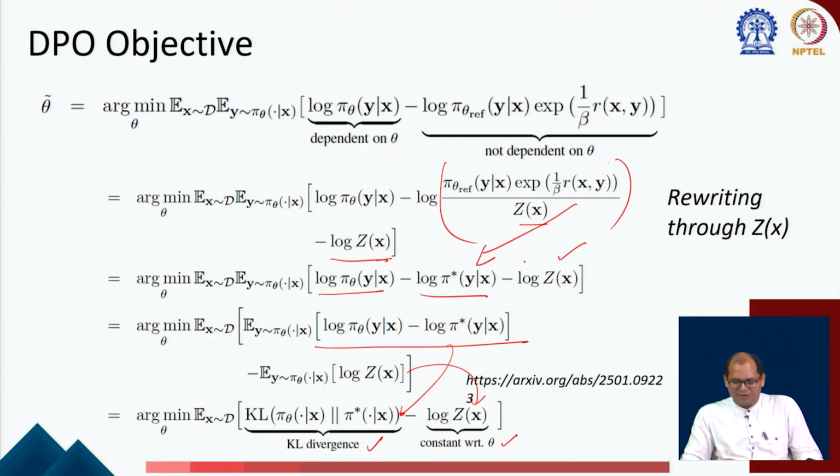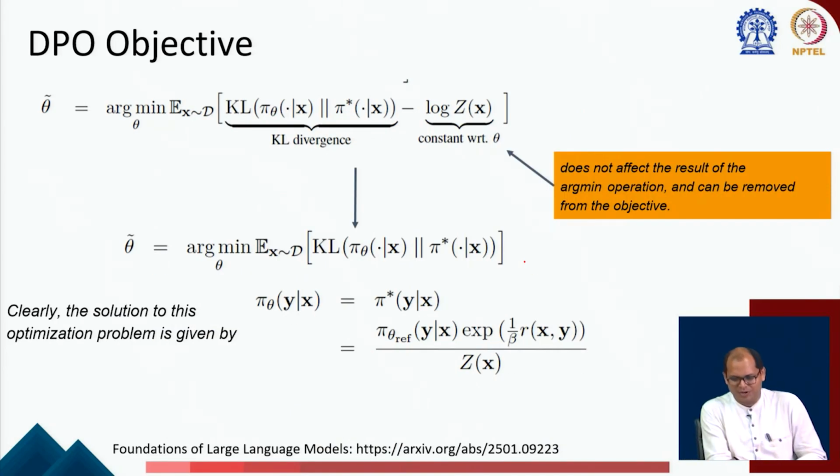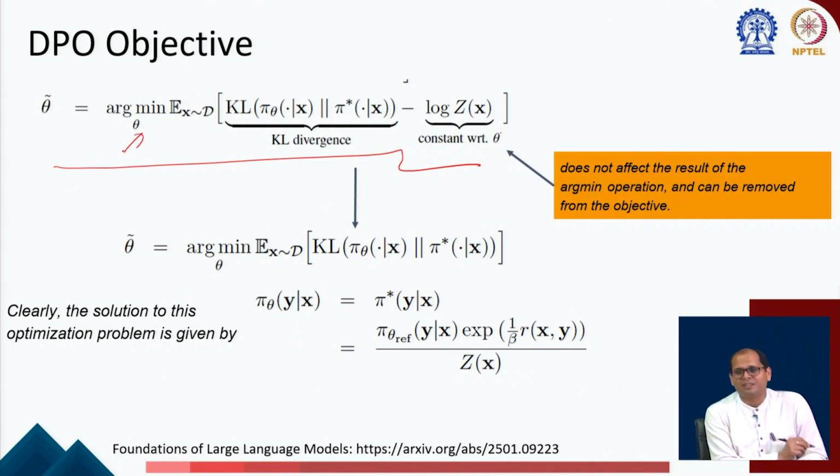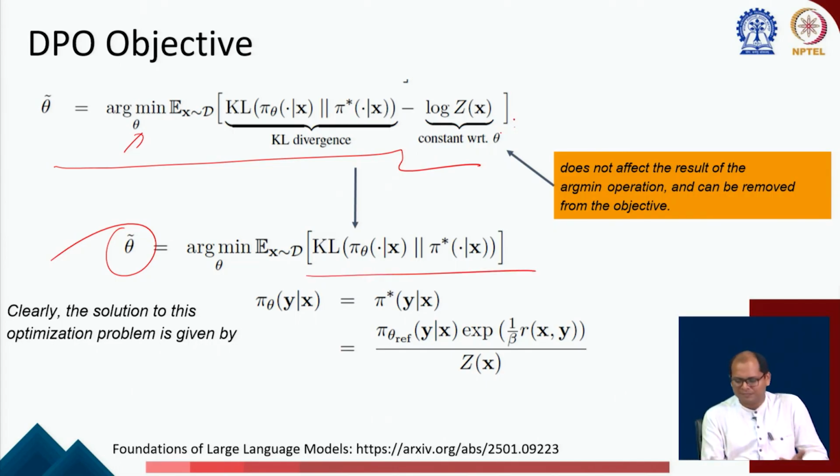So let us continue. We have this objective function. Because this term is constant with respect to theta, when I am doing argmin over theta, it will not matter, it will not change anything. So the optimal parameters, theta hat, are those that minimize the KL divergence, because the other term has no dependence on theta.